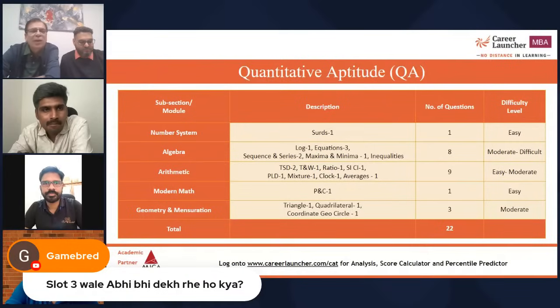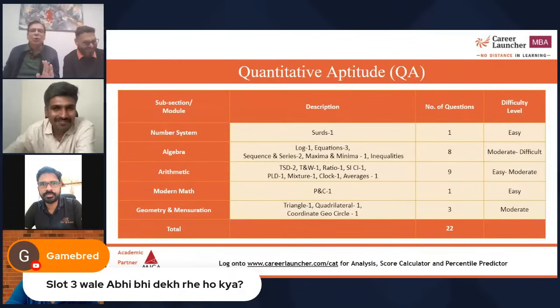If you are from slot 3, this is a very good situation to be in if you have in the beginning 7-8 questions which are difficult for you. इसका मतलब आगे आसानी आएगा. And आगे आसान नहीं आया और मुश्किल आया तो यानी सबकी फट जाएगी, कोई चिंता की बात नहीं है. That is the approach I would want you to have in the paper.